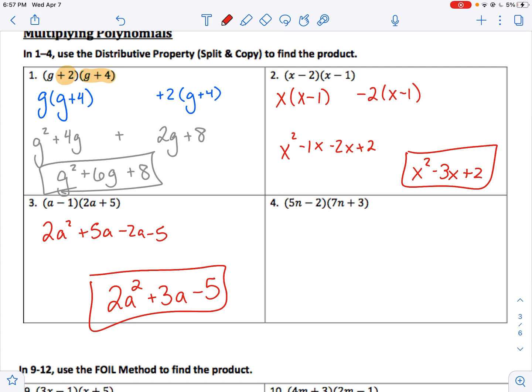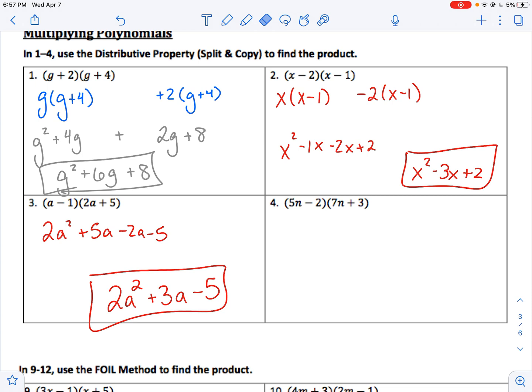where I split up the first binomial into two parts. I make almost two separate expressions, and then I would simplify and combine my like terms in the very end.